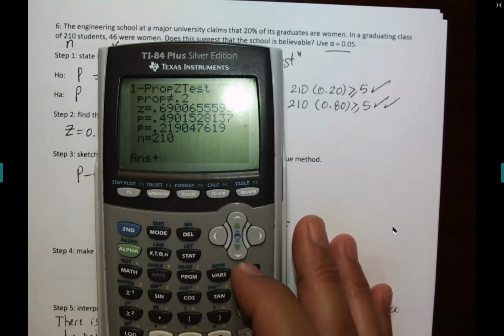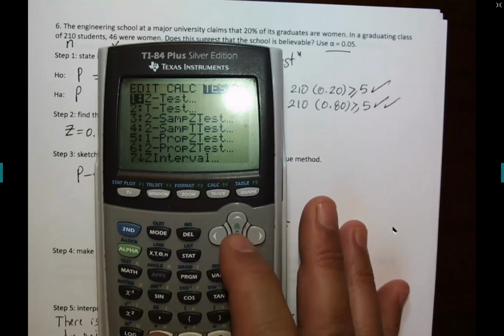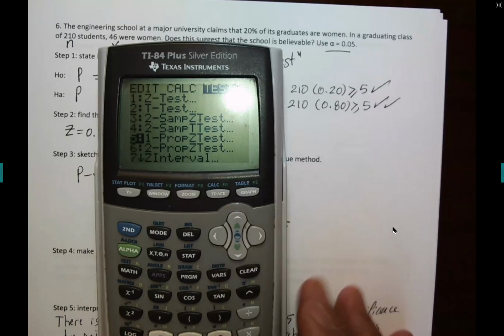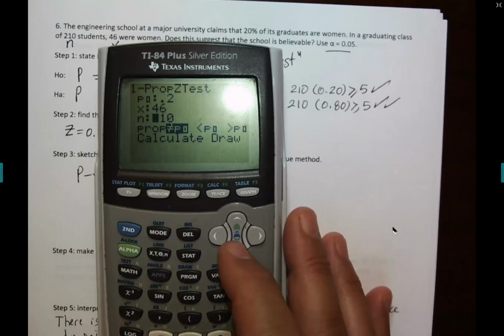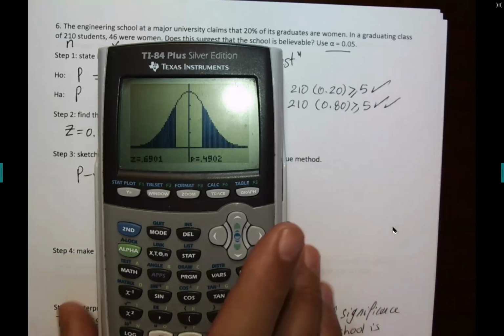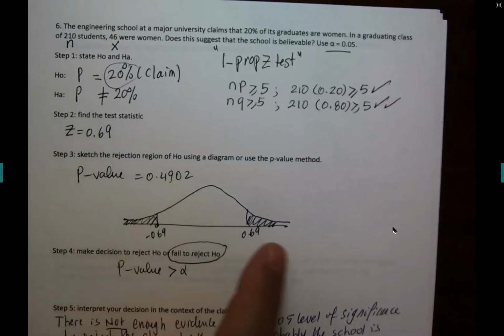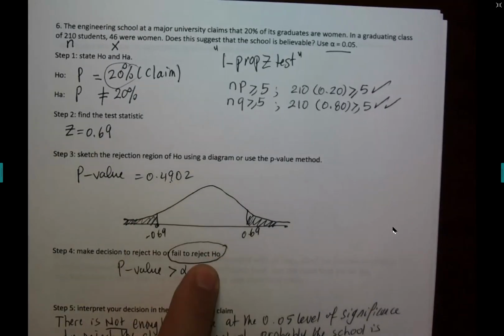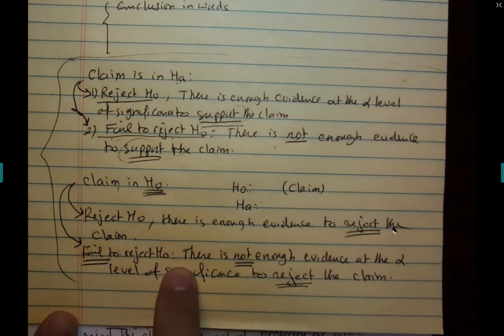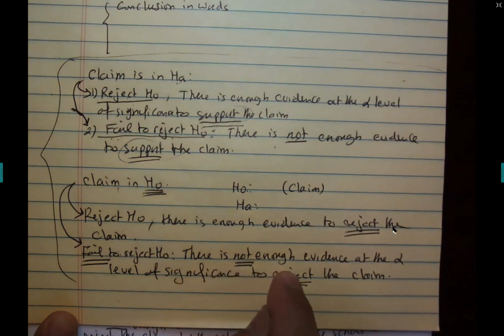That's that. Let me do it one more time. Proportion z-test. I'm just going to hit draw. See, that's the p-value of 0.4902, which is bigger than alpha. You fail to reject H0. Now watch, guys. The claim is in H0. We're here, and we fail to reject H0. So what do I say? There is not enough evidence to reject the claim.